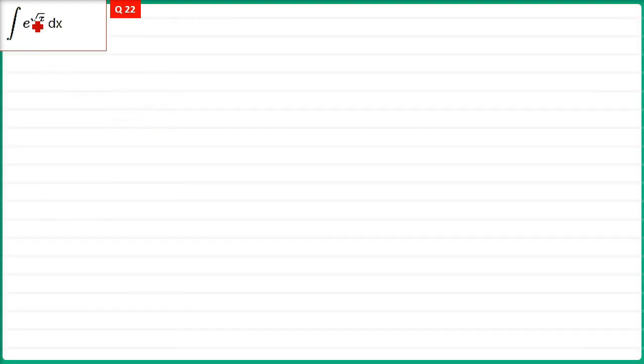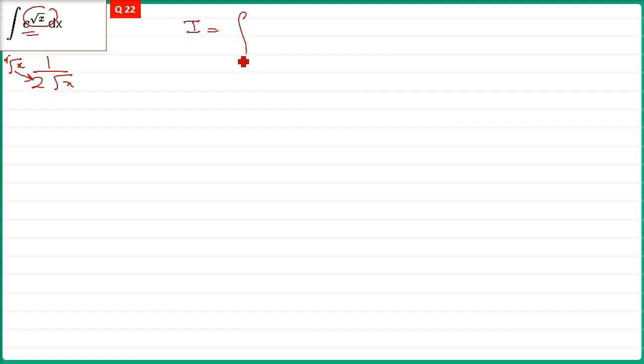Now e raised under root x. Okay, now there is a certain thing which you need to understand. Root x, if you take root x as t, differentiation of root x is 1 by 2 under root x. You know already that. So can we have this root x somewhere in the denominator so that we can take this root x as t? Yes, we can do that. You will just see how we reformulate this question.